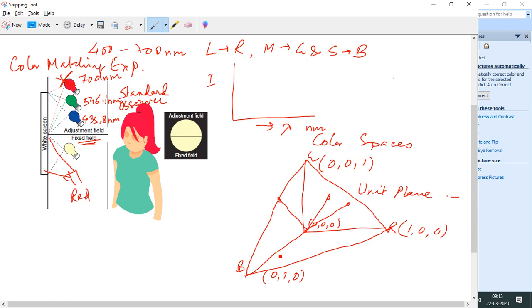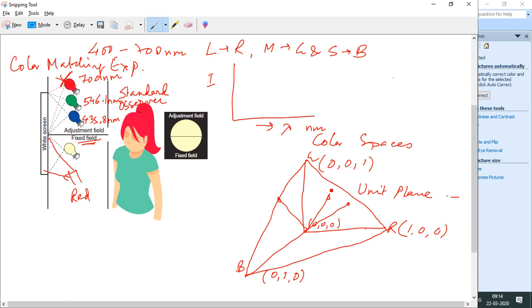Now, in order to map all the colors that were obtained by the standard observer by mixing different quantities of red, green and blue primaries in order to match the light given in the fixed field, that may be drawn from the origin onto the unit plane. That means this triangle represents the entire gamut of colors that is theoretically possible or within the visible spectrum.